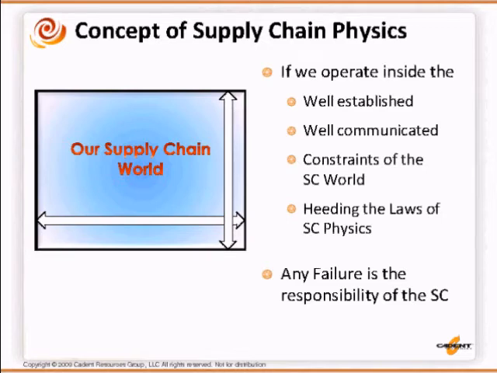So if we operate inside the box, and I can't tell you the number of times that we've used this actual gesture, holding our hands like this, if we operate inside the box and place orders that are well established, well communicated within the constraints of this world, heeding the laws of supply chain physics, any failure is the responsibility of the supply chain. So at any given point in time, we can say, here are our operating principles. If we operate as an organization this way, we guarantee that we can execute. Of course, there are going to be cases where you can't, but hopefully those will be the rare exception.